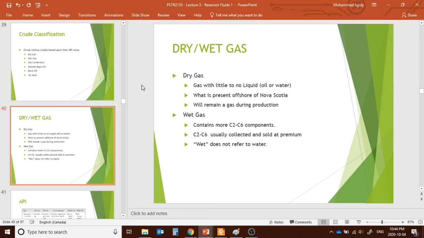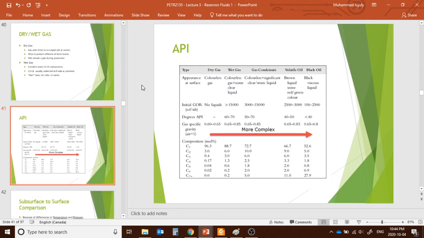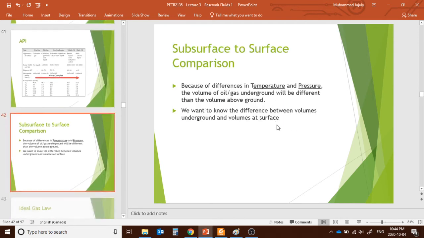In Nova Scotia there is a chance of finding dry gas. I will actually share an article later on about the gas prospect in Nova Scotia. Okay, wet gas, as I explained, could contain a portion of heavy hydrocarbons, but we can actually just collect it and sell it as a premium. And this is the thing about the oil and gas ratio and everything.